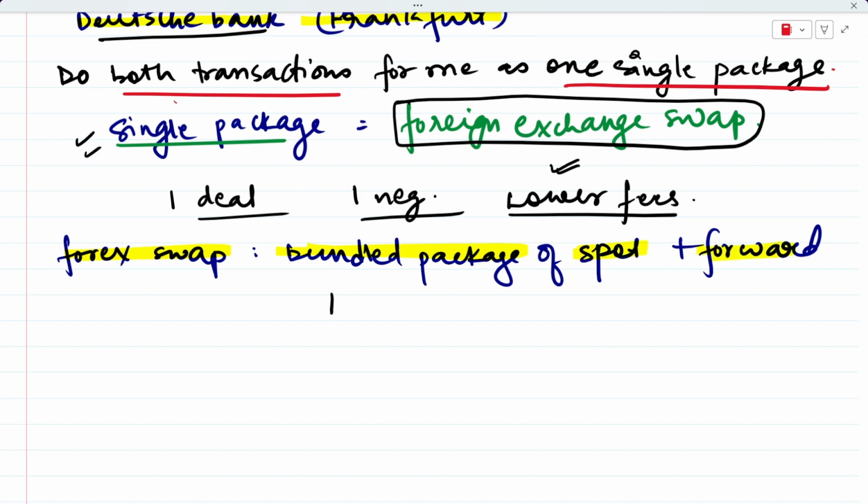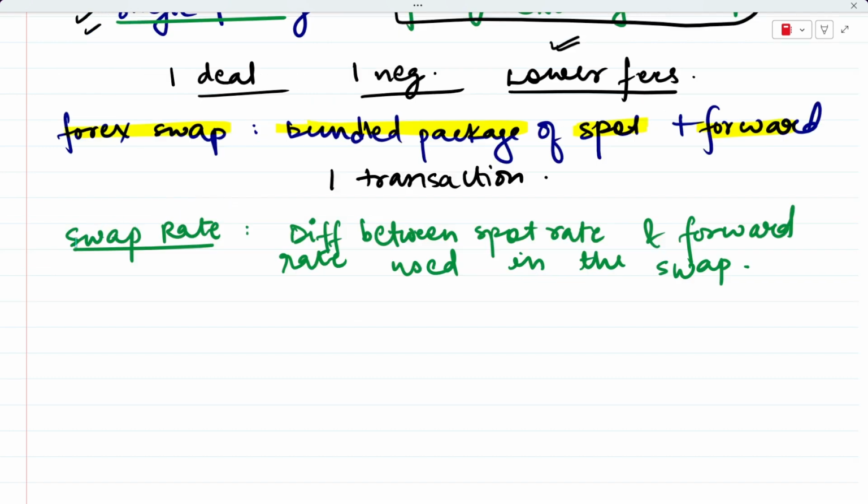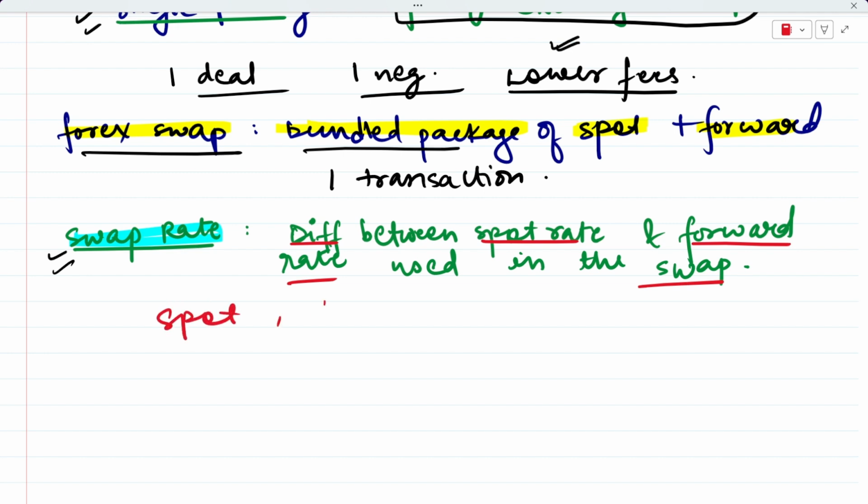We are only doing one single transaction and we are getting a bundled package of both spot and forward. Now if someone asks you what the swap rate is, because we are doing a forex swap, what is the rate at which we are doing this deal of a bundled package? Swap rate is the difference between the spot rate and the forward rate used in the swap. Whatever spot rate we are using in the swap, whatever forward rate we are taking up in the swap, whatever the difference is between these two, this difference is my swap rate.